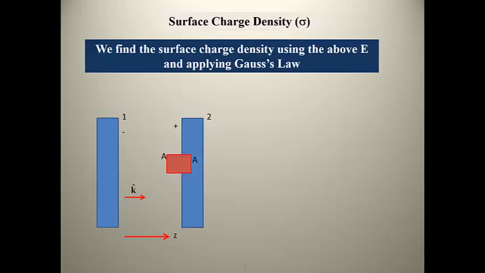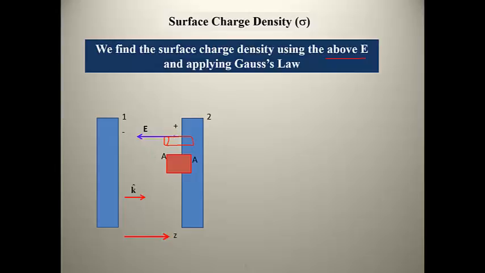Well, we can find the surface charge density using the field that we've just derived and applying Gauss's law. So here's the same problem drawn a little differently. We've got our k vector in the direction of increasing z. This is the minus plate, this will be the plus plate. And what we do is we draw a Gaussian surface here, and if you wanted to, you could say that it looks like this. So it would look like that, where this is A and this is A back here. The sides are parallel to the field outside.